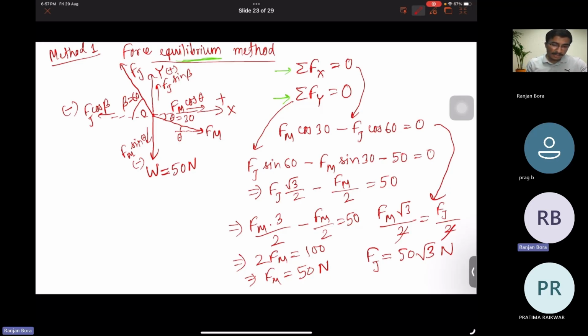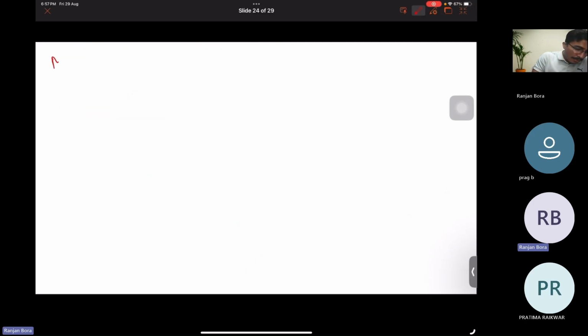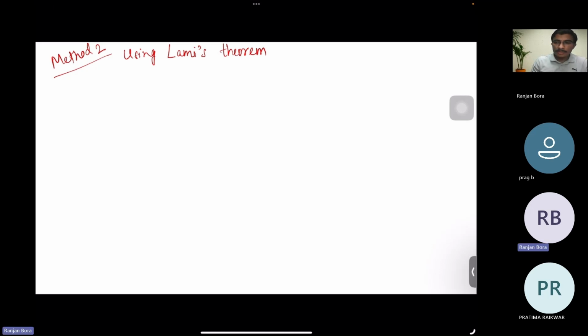So we have solved it using one method. Next, I will do it using another method, which is using Lami's theorem. So method 2. To apply Lami's theorem, first we need to draw all the forces, which means we need to draw the force triangles.